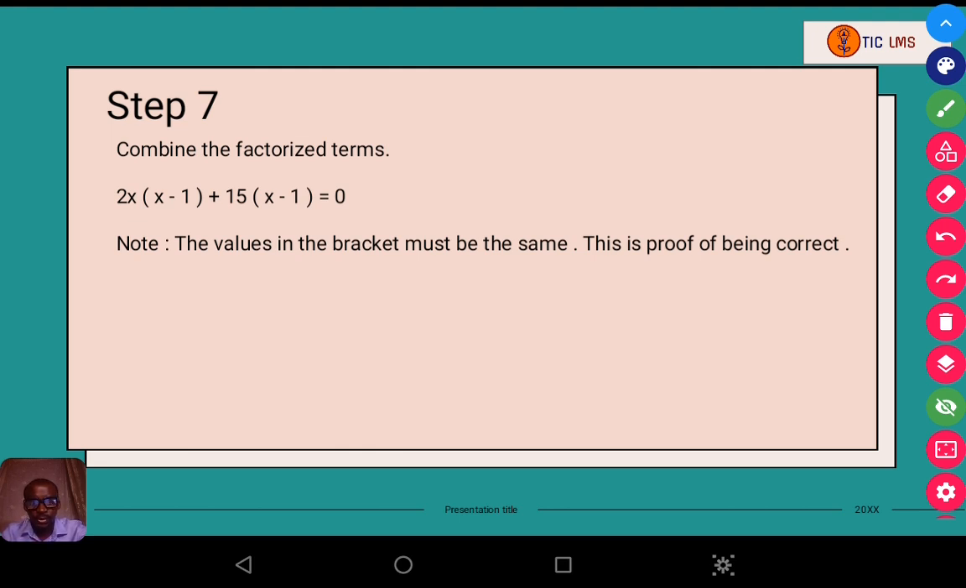This is a proof of being correct. So take a look at this. You have x minus 1, x minus 1. So you need to work towards having those terms to be the same. So x minus 1, x minus 1. If they are not the same, you need to work it out and check out what to do.